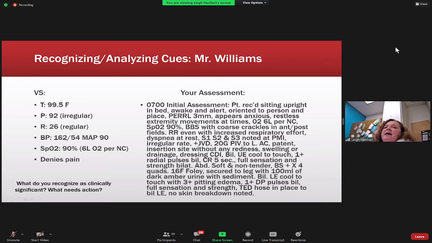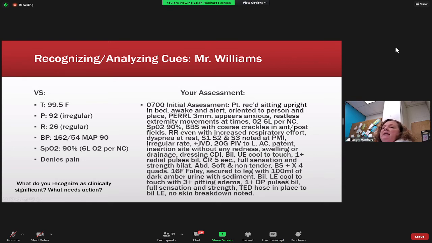He's got a 20 gauge PIV to the left AC. It's working. No signs and symptoms of infection. Dressing clean, dry, and intact. Bilateral upper extremities are cool to touch. 1+ radial pulses bilaterally. Cap refill 5 seconds. Full sensation and strength. Abdomen soft and non-tender. Bowel sounds positive ×4. 16 French Foley, secured to the leg, with 100 mLs of dark amber urine with sediment.